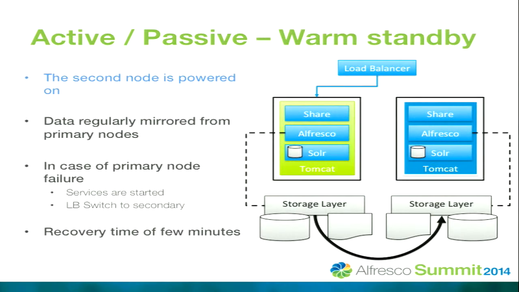You can use a warm standby, so data is regularly mirrored to the passive or the second node. Maybe it can be daily based, hourly based, or weekly based. In case of failure, you just start the services and you switch back to your second node.